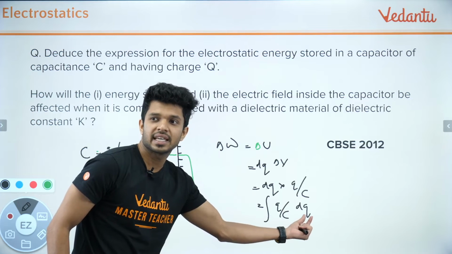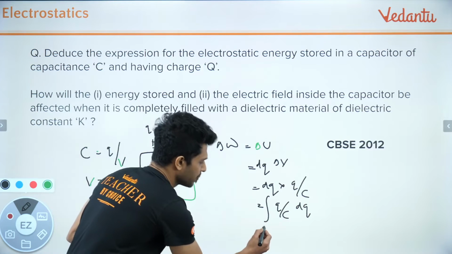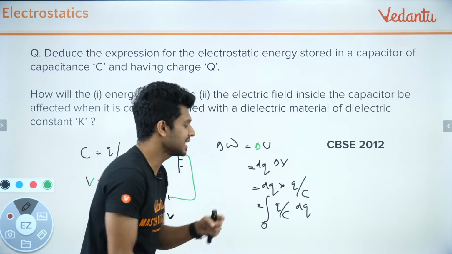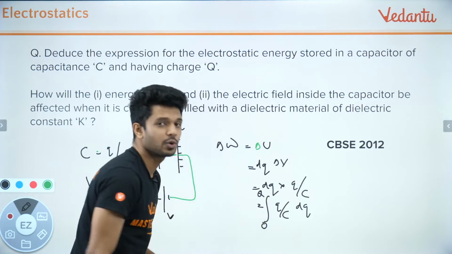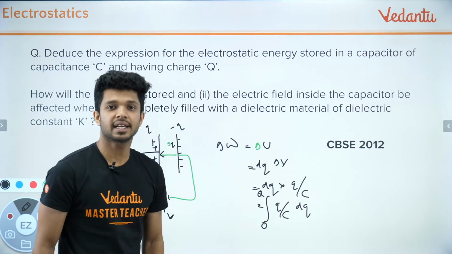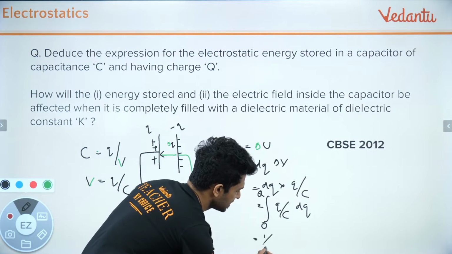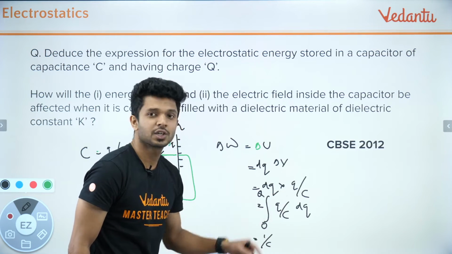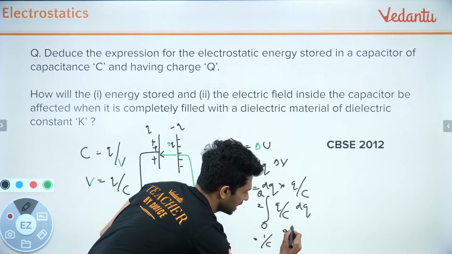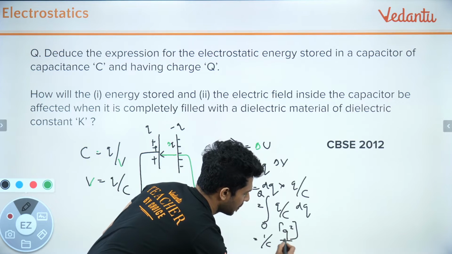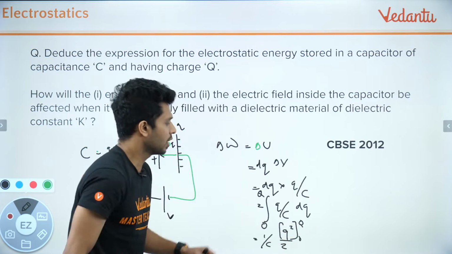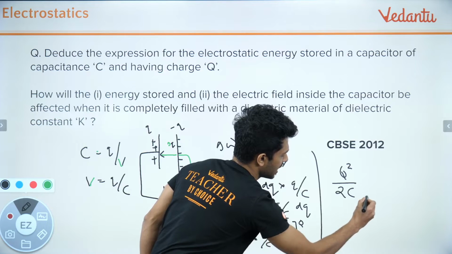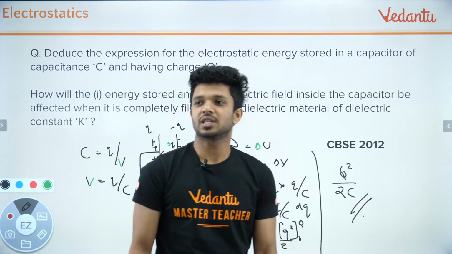The integration is for which variable? The charge. Initially the charge on the capacitor plate was 0, and I have to integrate the charges till it becomes the maximum value of Q, which is given in the question, right? So 1 by C is a constant. It comes outside of the integral. Q into dQ is how much? Q square by 2, right? Applying the lower limit and the upper limit, what will be the final answer? The final answer will be equal to Q square divided by 2C.